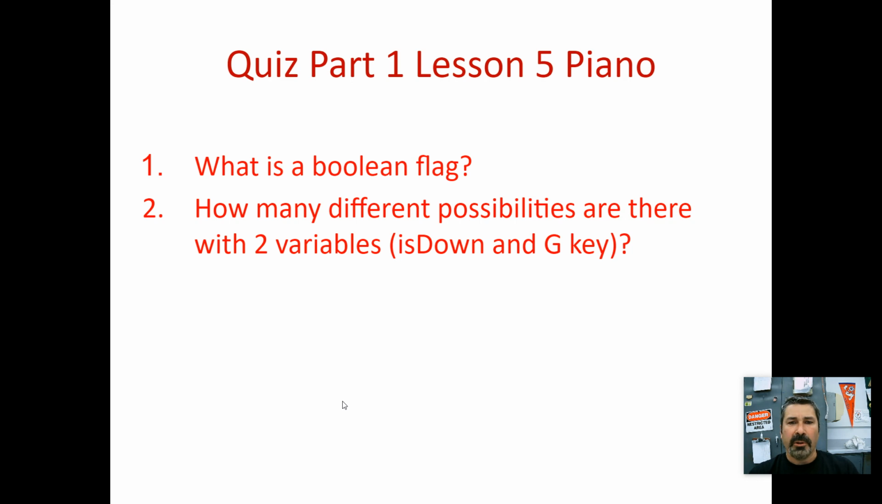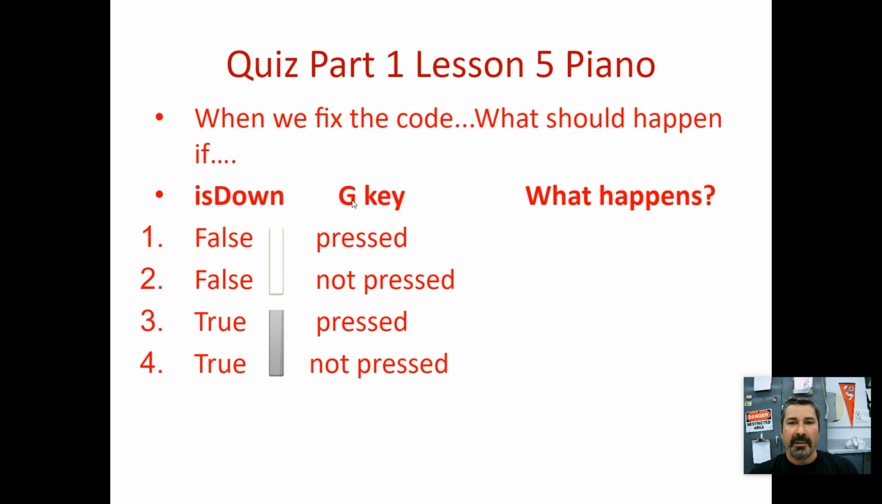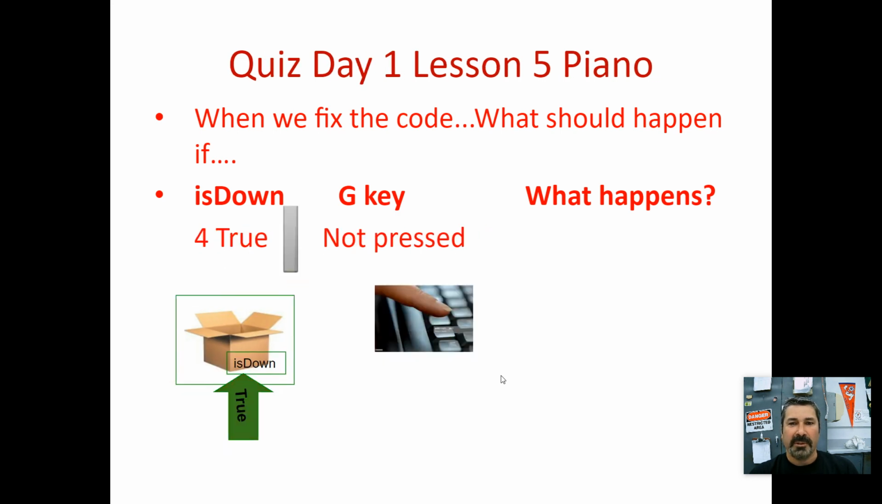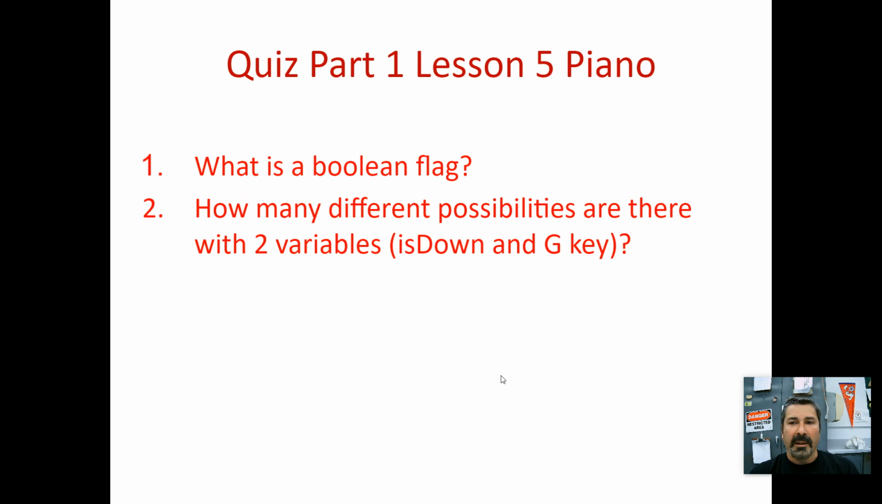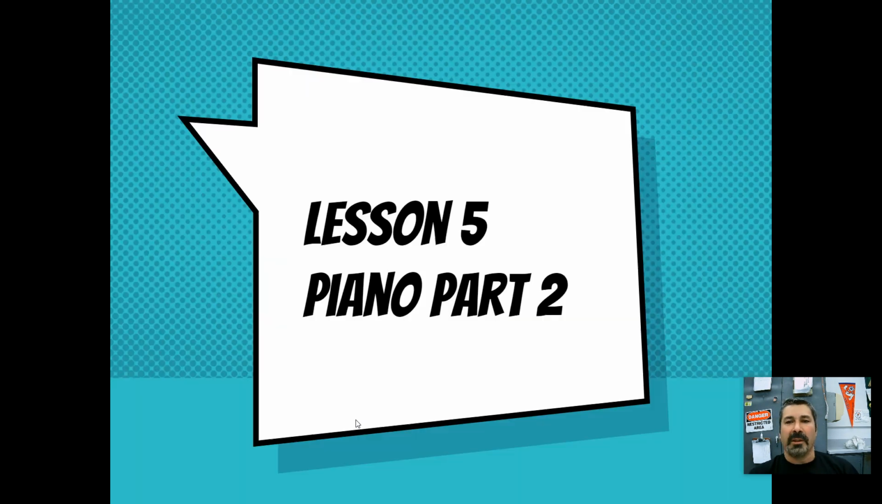How many different possibilities are there with two variables? We have two variables, is down and the G key. How many possibilities do we have? And how many conditions do we have to meet on this one, and then how many on this one? Of the 4 possible situations above, how many times do we actually do something? How many times do we actually do nothing? Answer those questions. If you don't know the answer, let me know. All right, that's it for 1B, and we're going to go on to part 2.